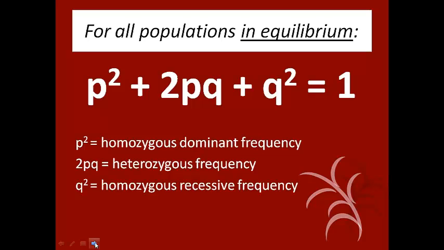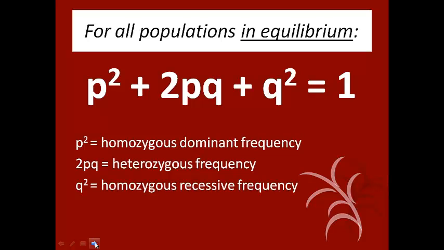So what Hardy-Weinberg does then is present us with an equation that we can use to figure out whether or not a population is changing. Because if we know what a population is like when it's in equilibrium, then we can figure out what it looks like when it's changing. So for all populations in equilibrium, this equation, p squared plus 2pq plus q squared equals 1, holds true. So you definitely want to write this down.